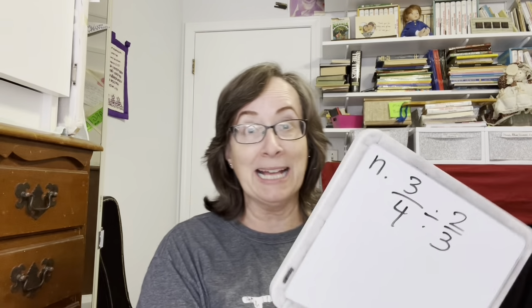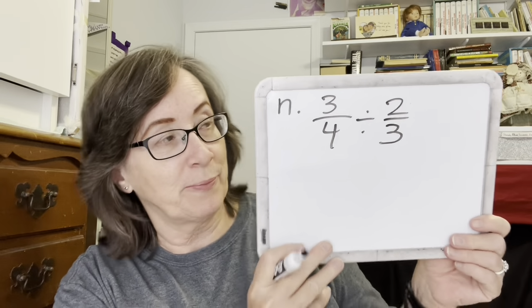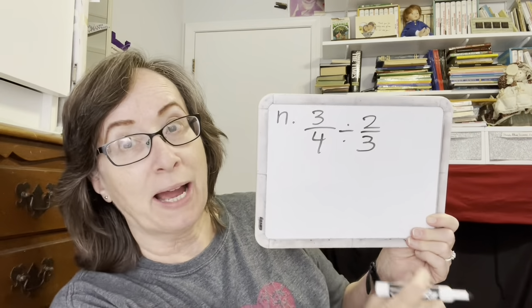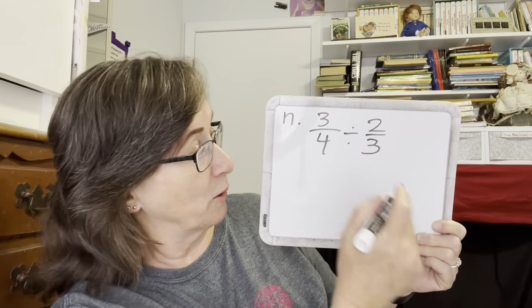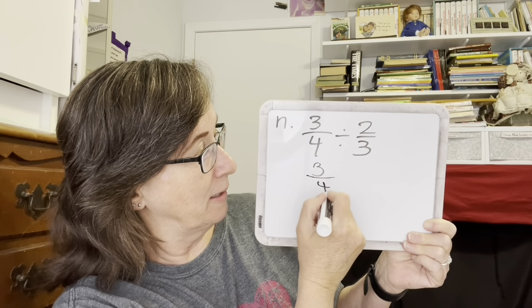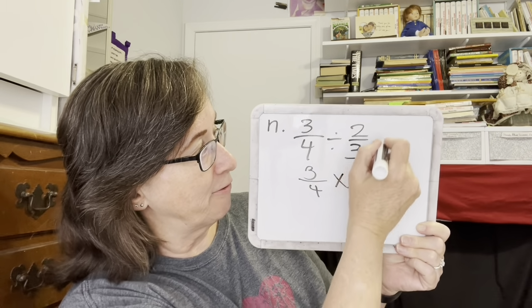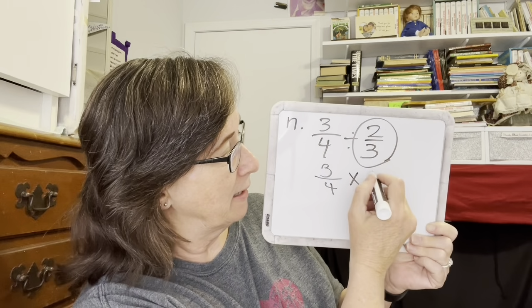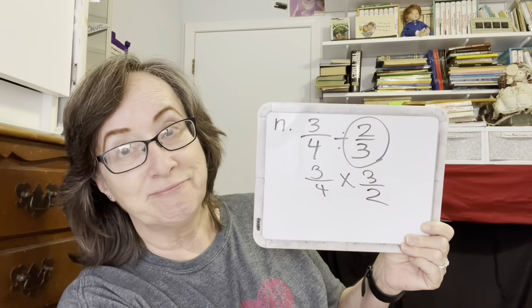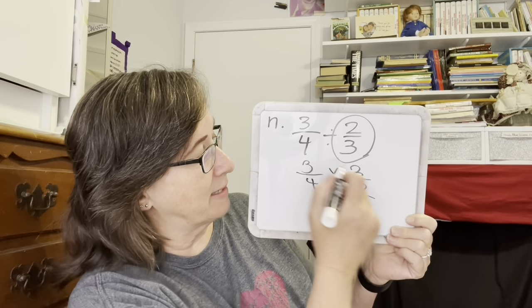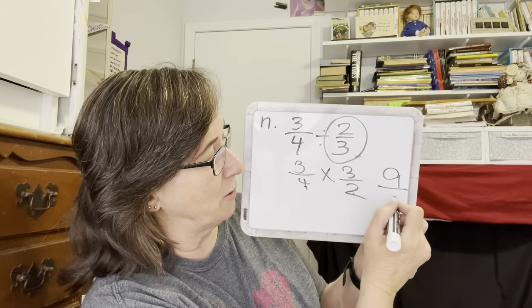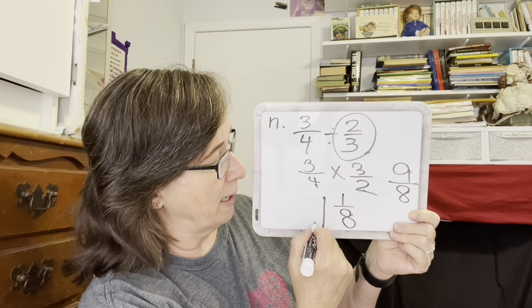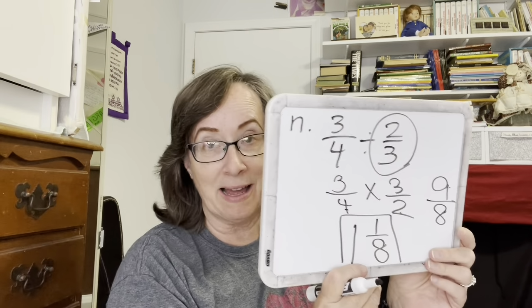And this is our last practice, and then we're going to do a few problems. Okay, 3/4 divided by 2/3. So what are we going to do? We're going to take 3/4, leave it alone, change the division to a times, flip over the fraction at the end, 3/2. Nothing's going to cancel, is it? All right, so 3 times 3 is 9. 4 times 2 is 8. 9 divided by 8 is 1 whole time with 1 left over. So it's 1 1/8 times.